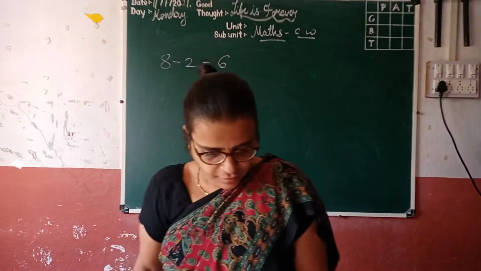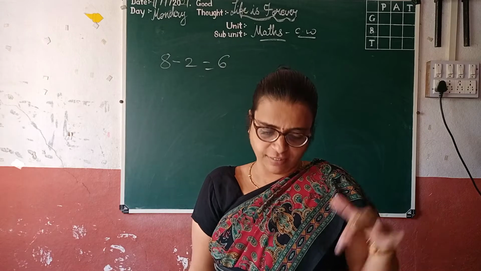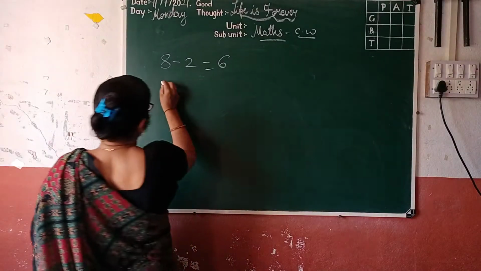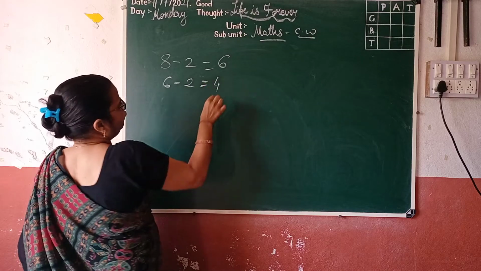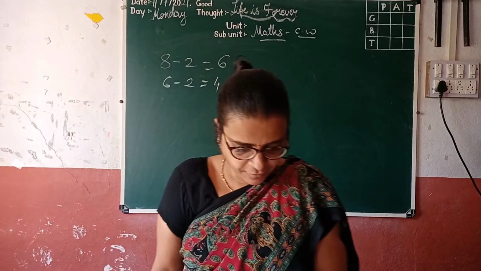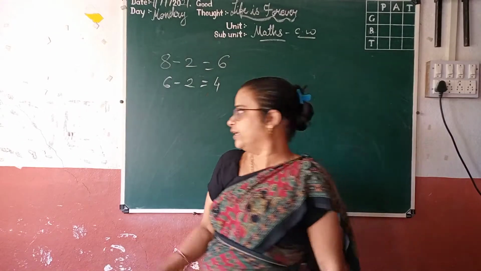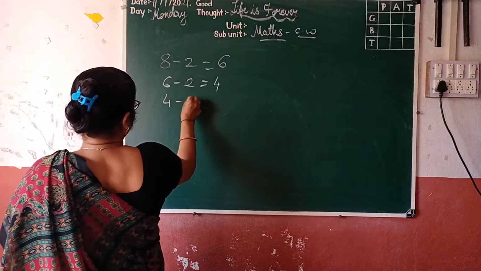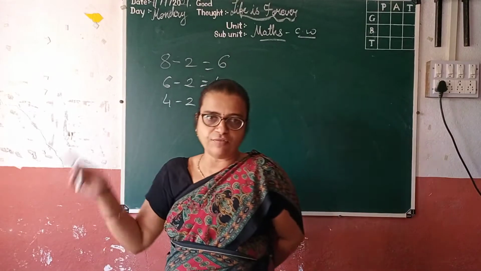Then the second time we take away 2 flowers from 6. Then 6 minus 2. How many do we get? 4 flowers. Again, the third time we take away 2 flowers from the 4. So 4 minus 2, the answer is 2. So 2 flowers are left.